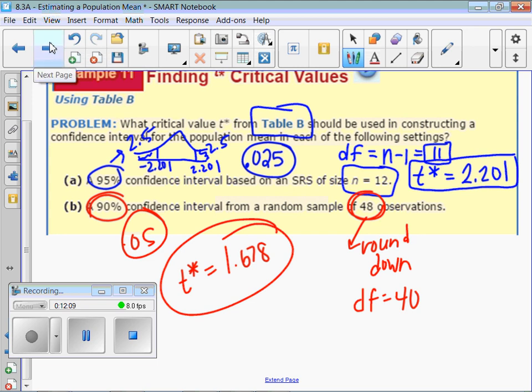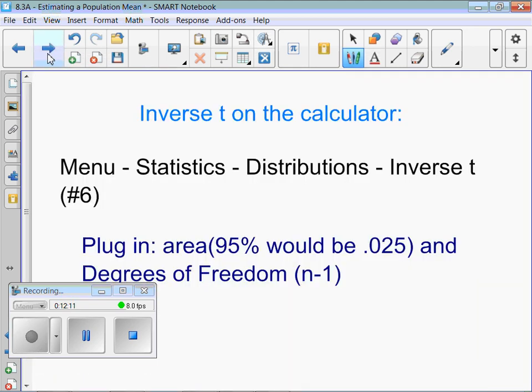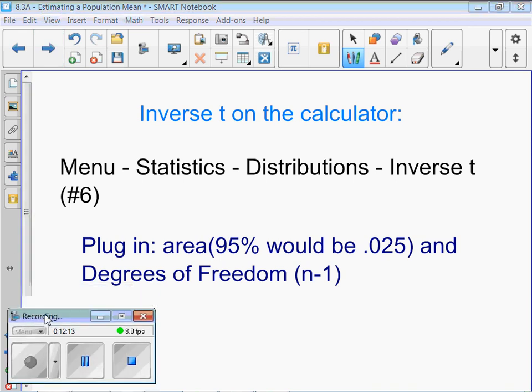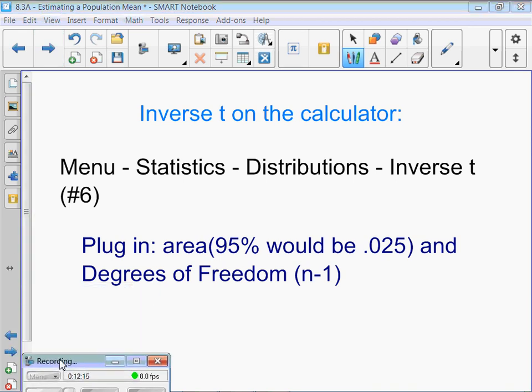All right. That is table B. Good times. There is probably an easier way, and I would probably do it this way, which is inverse t on your calculator.